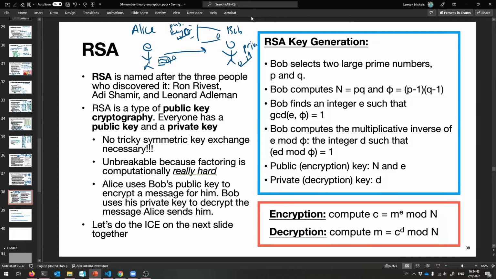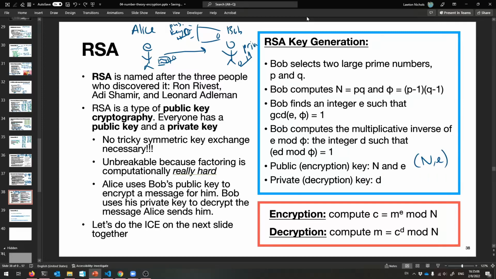That will give you this number, right? You'll find a d such that multiplying that by e mod phi gives you 1. Cool. And now you have a public key and a private key. So the public key is this pair, n and e. You give that to somebody. That's your public key, those two numbers. And then the private key you save for yourself is the d that you found, that multiplicative inverse.